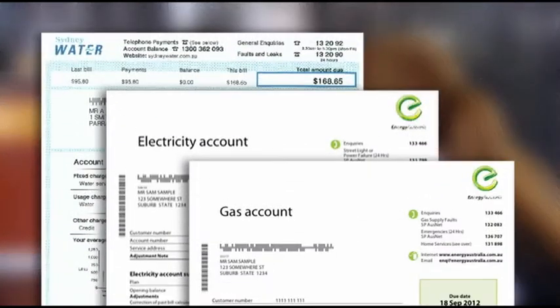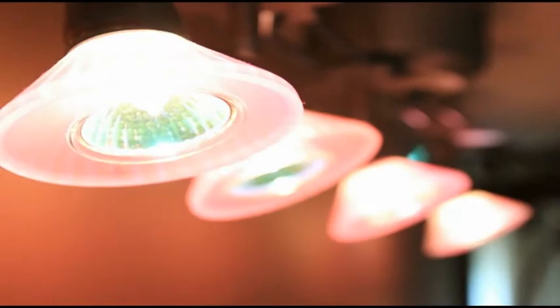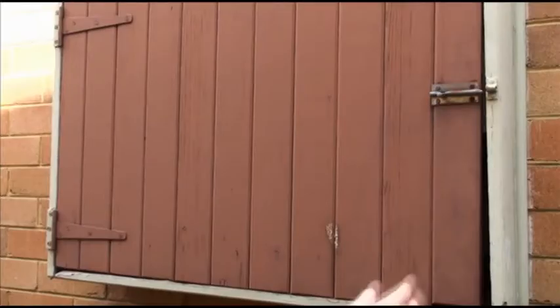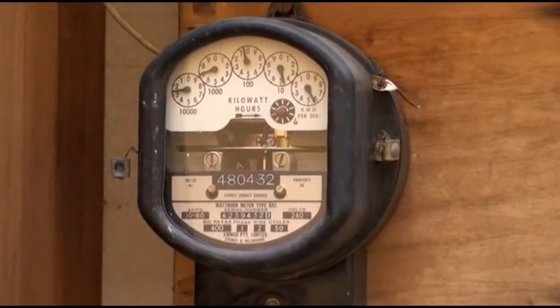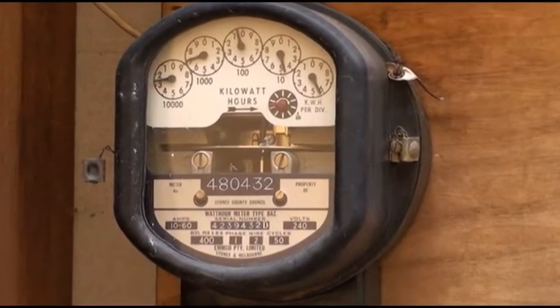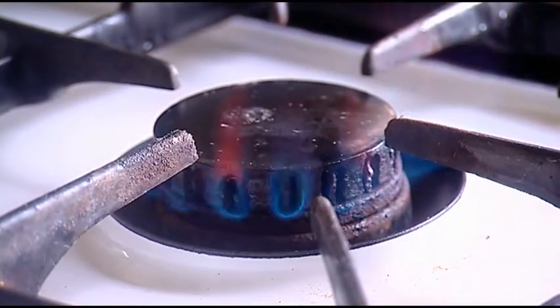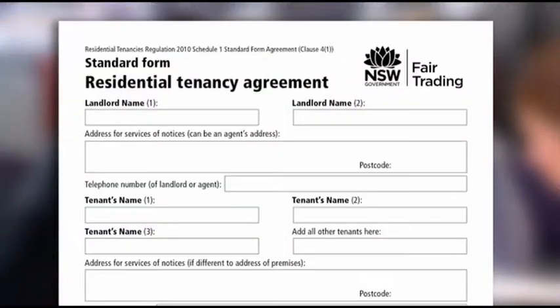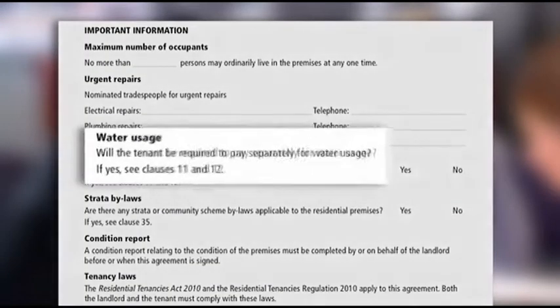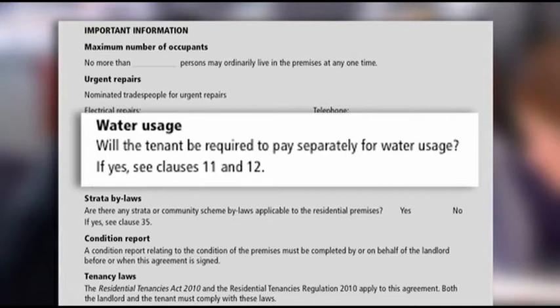Who pays for the utilities? Usually, the tenant pays for the utilities if the property is separately metered. Most utilities are not included in the rent. The tenancy agreement you sign with the agent or landlord states who pays for each utility.